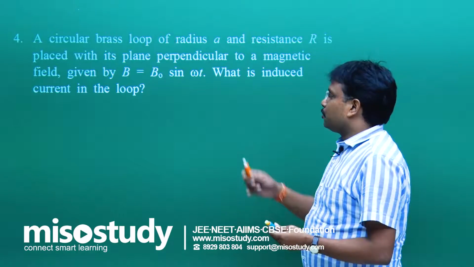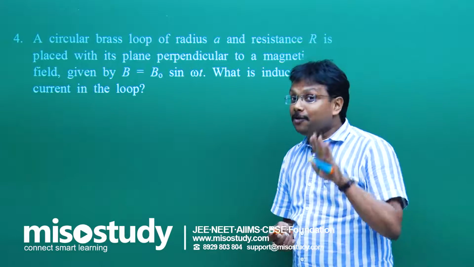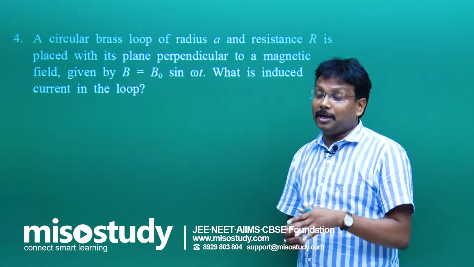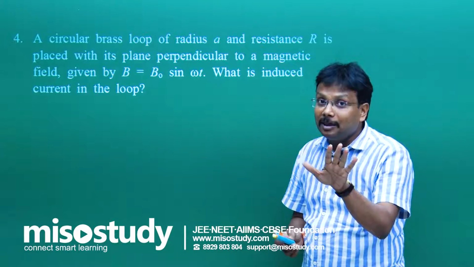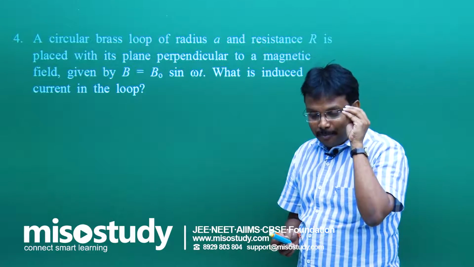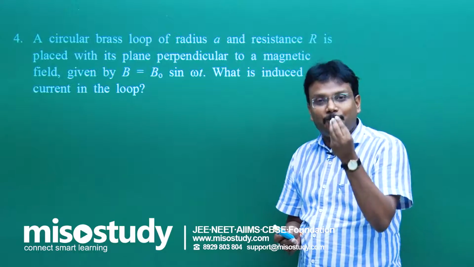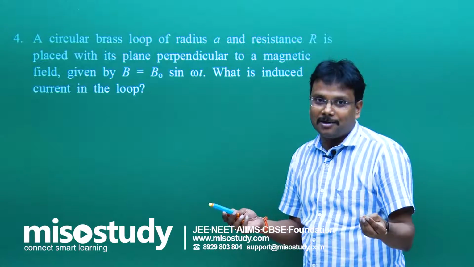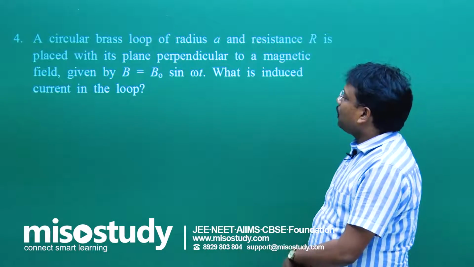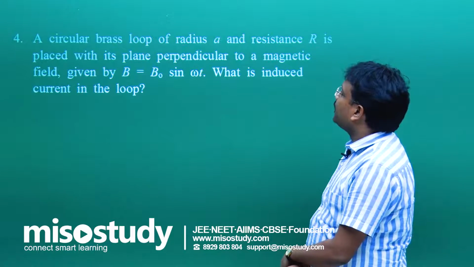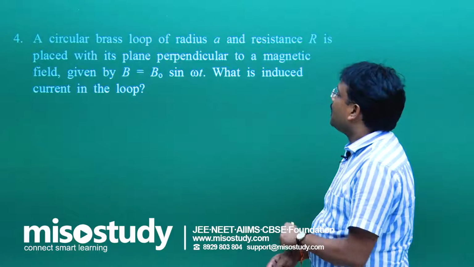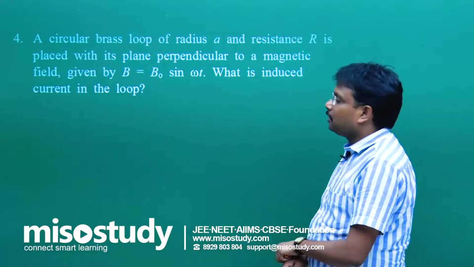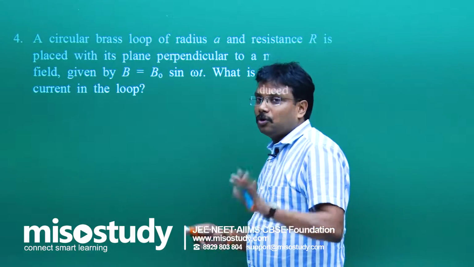Okay. So this is the situation, but if you are 100% sure that you can solve this numerical, only then pick that numerical. Otherwise, it is better to at least attain a few marks rather than losing full marks. Fine. So, a circular brass loop of radius A and resistance R is placed with its plane perpendicular to a magnetic field. Fine. Let me draw the diagram.